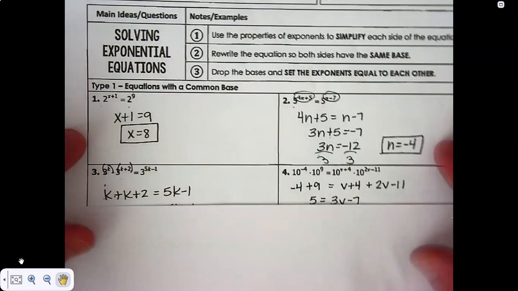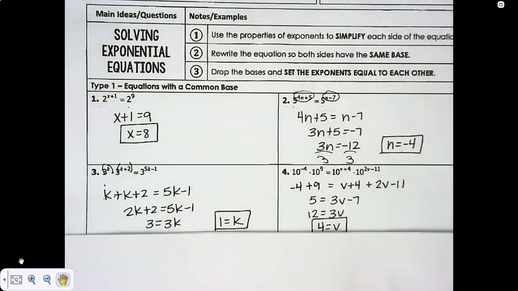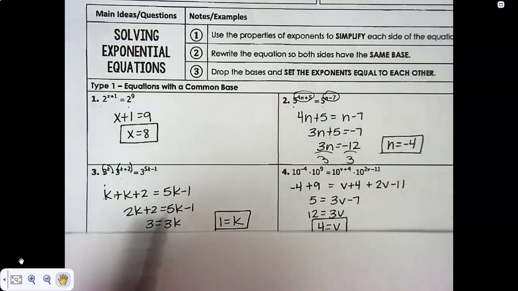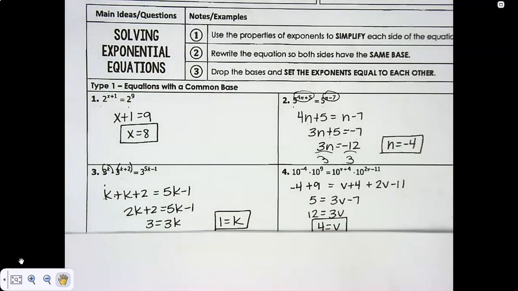Now I just combine like terms. And I'm going to have k plus k plus 2, which is 2k plus 2, equals 5k minus 1. And then I'm going to go ahead and just combine my like terms. So what I'm going to do is subtract 2k from both sides. I end up with 3k's over here. I added this one to the left side, and I get 3. 3k equals 3. You divide both sides by 3, and you get k equals 1.